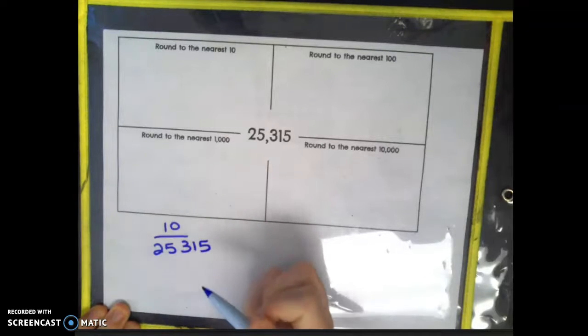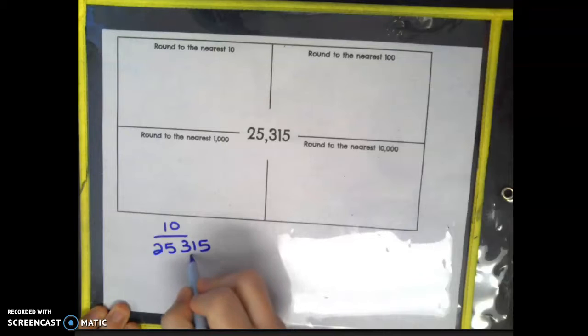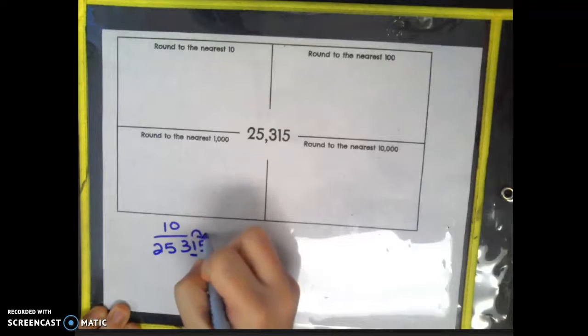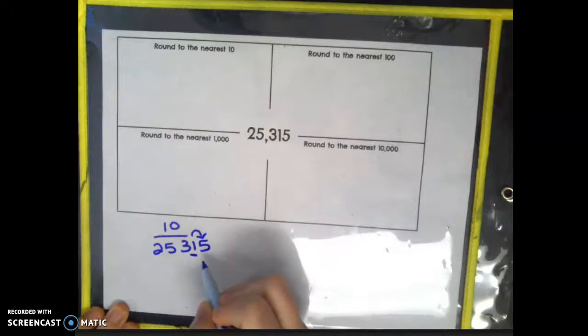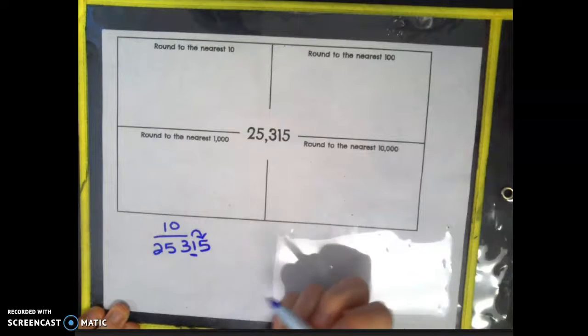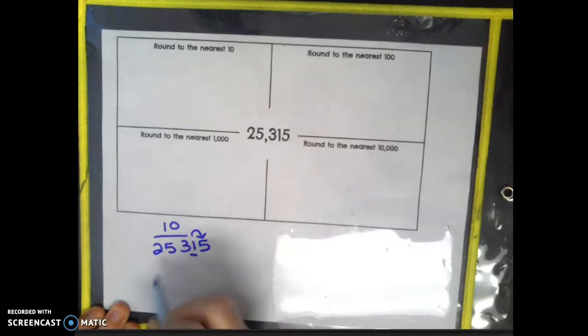25,315. Now, we are going to round to the nearest tens place, so we're going to go next door. And remember our saying, 4 or less, let it rest. 5 or more, up the score. So since it's a 5, we're going to up the score and round up. So our new number would be 25,300, and since we're rounding up, it would be 20.